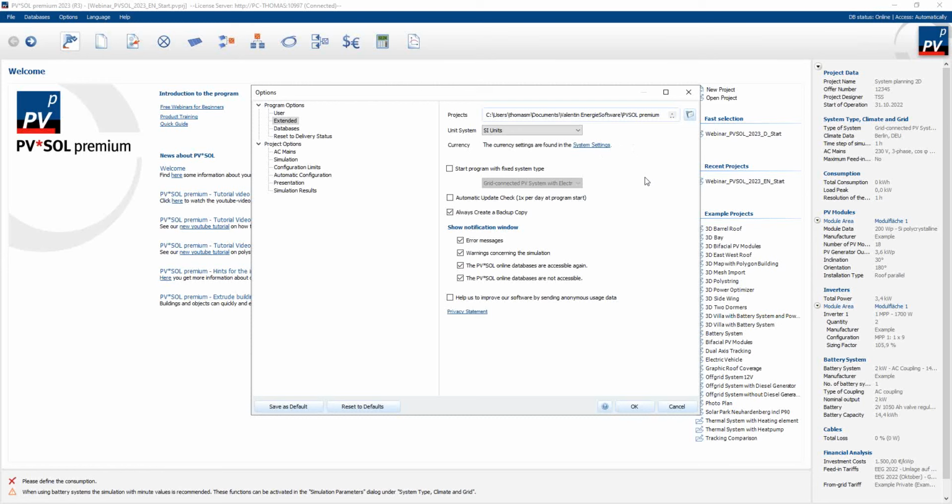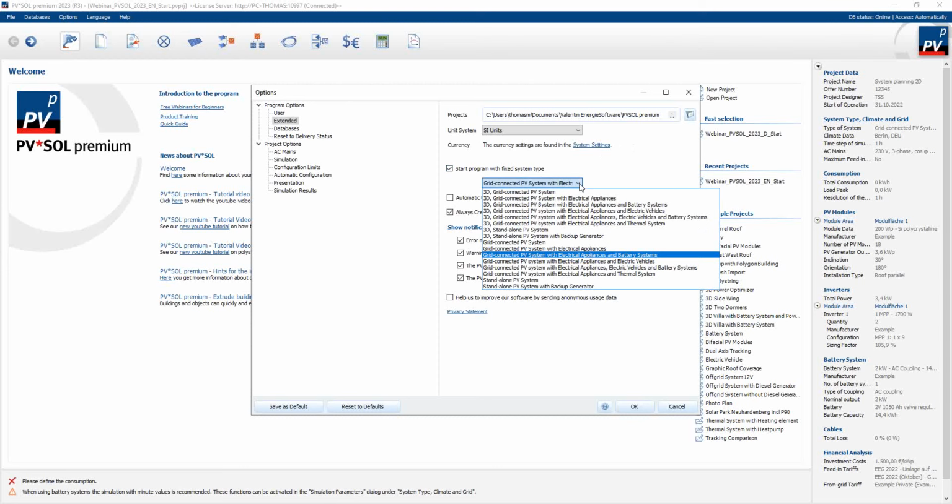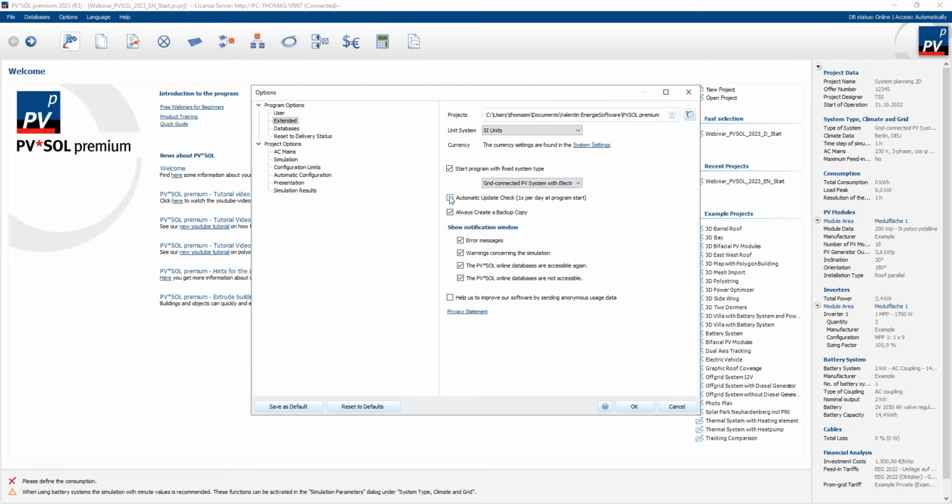There are further options. You can start the program. If you start with a new project with a fixed system type, then you have to check this option and select the type you would like to start with. Another option is that you can look for updates, to do an update check once per day at program start. And you also have to decide if you would like to create backup copies or not.